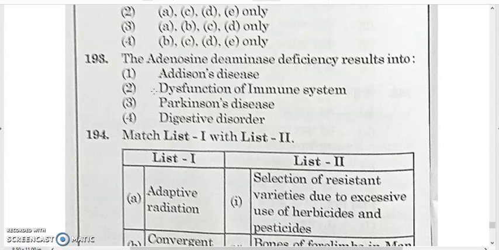Addison's disease is not related to it, it's a hormonal disorder. Parkinson's disease is a neurological disorder, and the other is a digestive disorder. So the answer will be option 2, that is dysfunction of the immune system. Question 194.